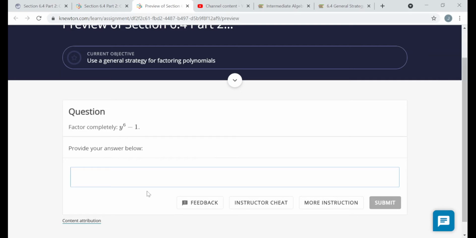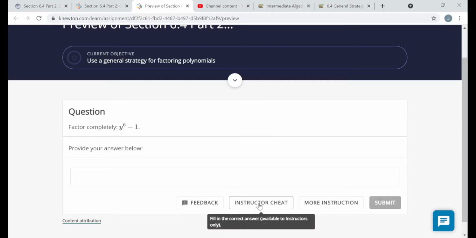Then we have our questions, and every question has a feedback button where you can send feedback to Knewton. If there's typos or something, you can contact Knewton. You will not have the instructor cheat button, right? That's just for instructors. And then you have the more instruction button, which is useful if you want to see some extra reading material or videos that will maybe help you with whatever objective or question you're working on.